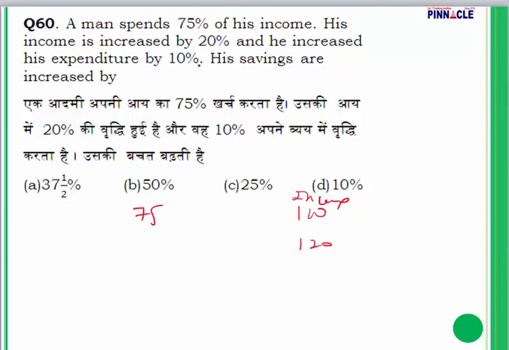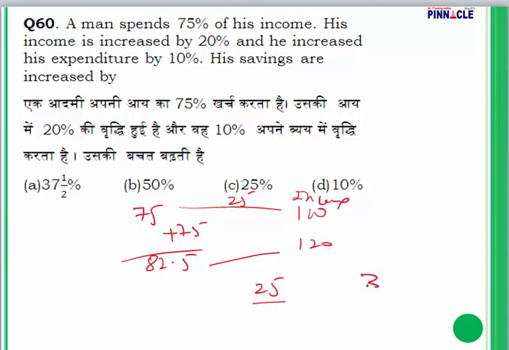And he increases expenditure by 10%. Earlier it was 75, then increase 7.5, it will become 82.5. Earlier he was saving 25, now he is saving 37.50. Earlier it was 25 rupees, now it is 37.50. You can say the increase is 12.50. Increase is 12.50 on 25 rupees.